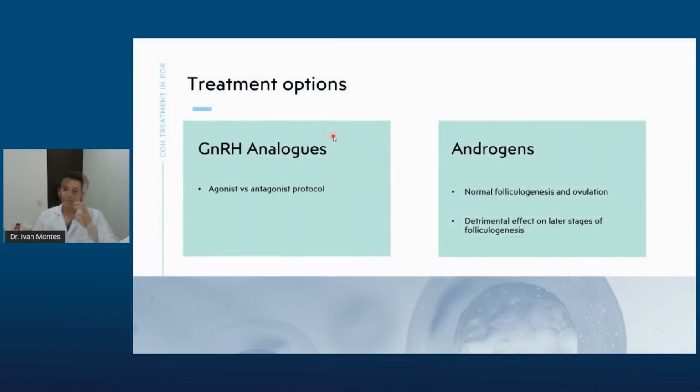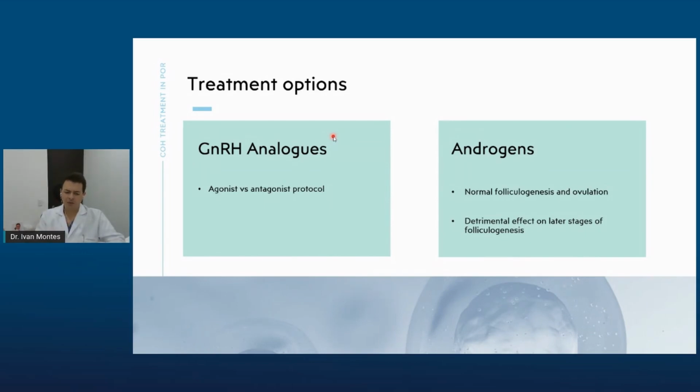So I'm going to divide this part of the lecture in the treatment options, which ones we use, which ones we don't, and why we use them and why we don't. And after that, I'm going to show you a recommendation of treatment that we would like you to have and to remember and to use when you treat a patient with poor ovarian reserve. So the first thing is the GnRH analogs.